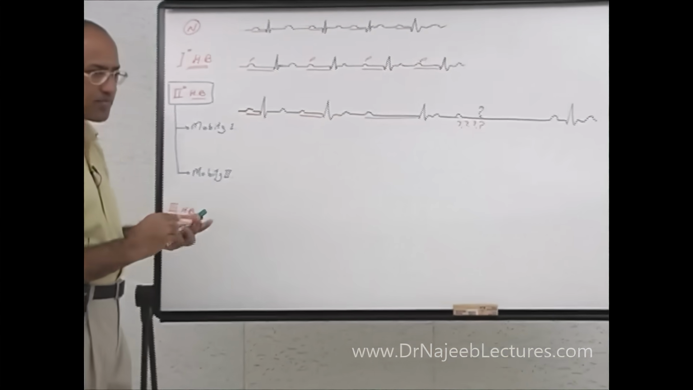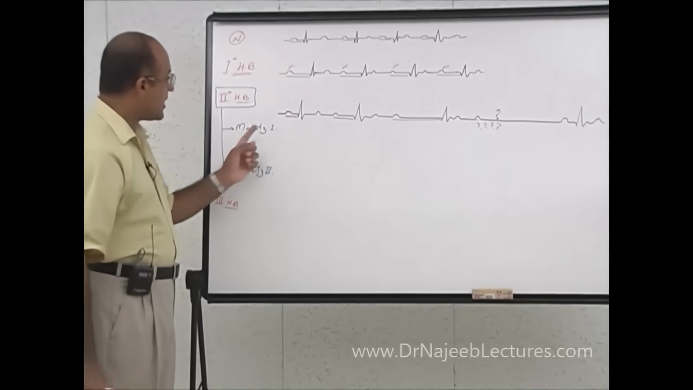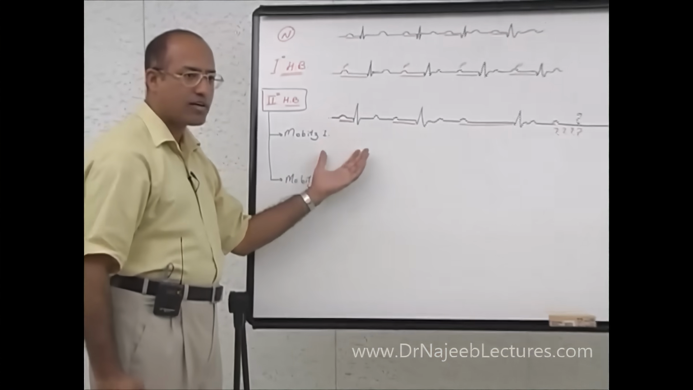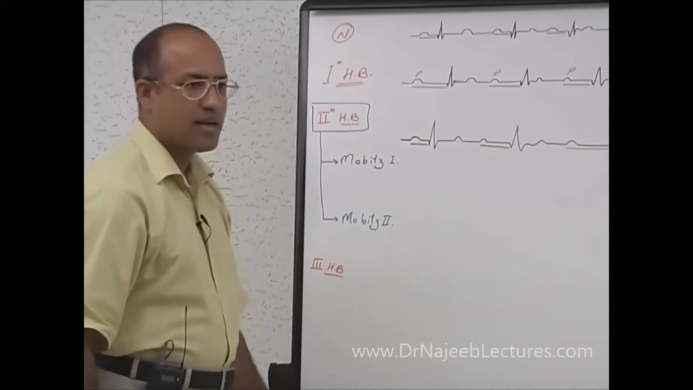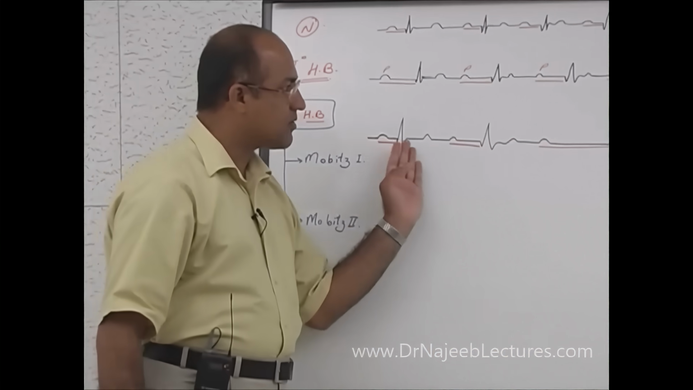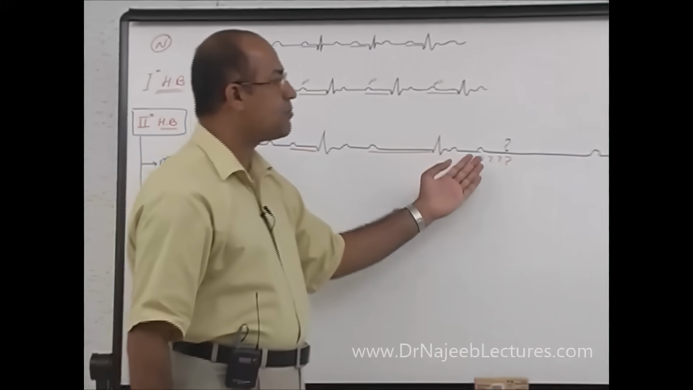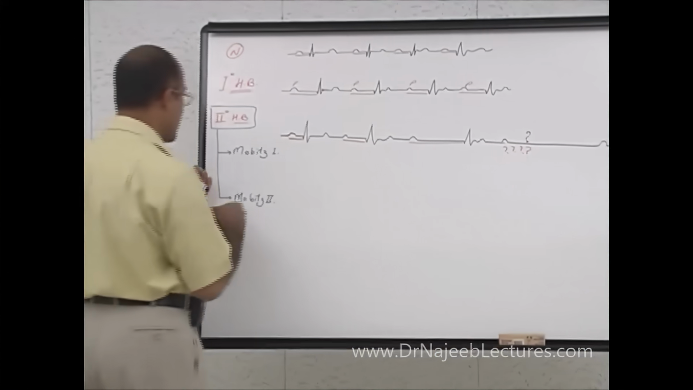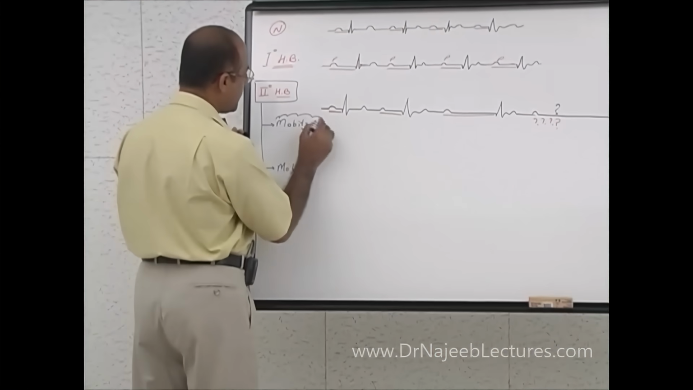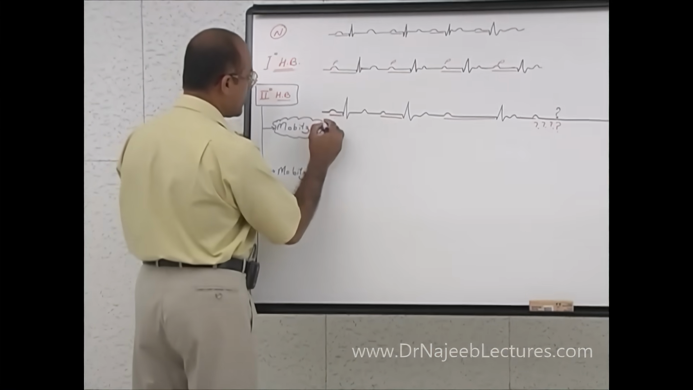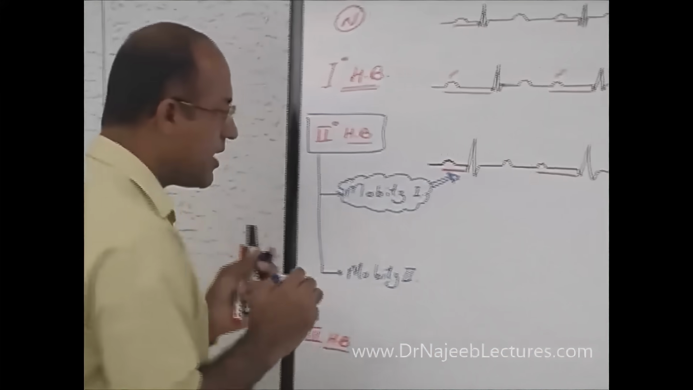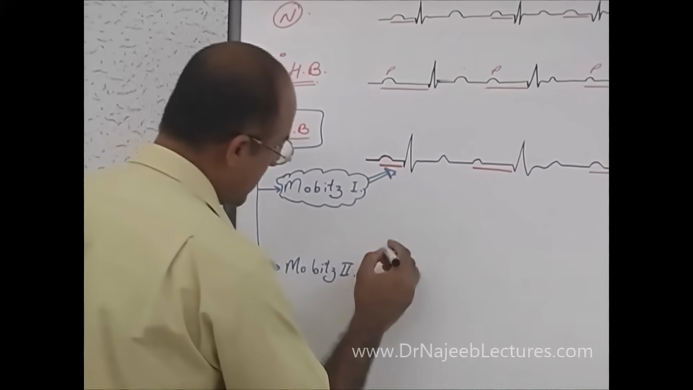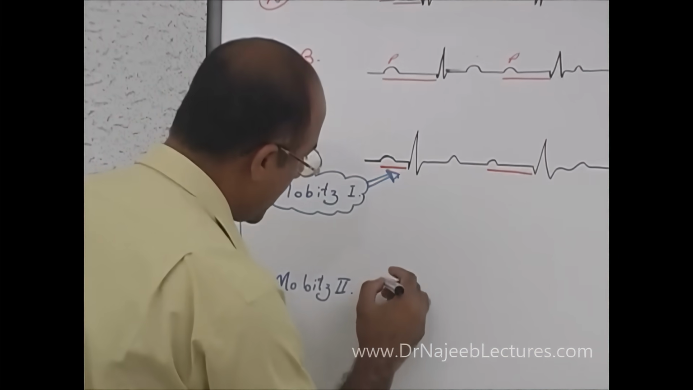Right? Again. Rahul, are you clear? Yeah. This is second degree because some of the P waves are conducted and others are not. But there is a very unique pattern: progressive elongation of the PR interval until one P is not followed by QRS. This is called the Mobitz 1 pattern.